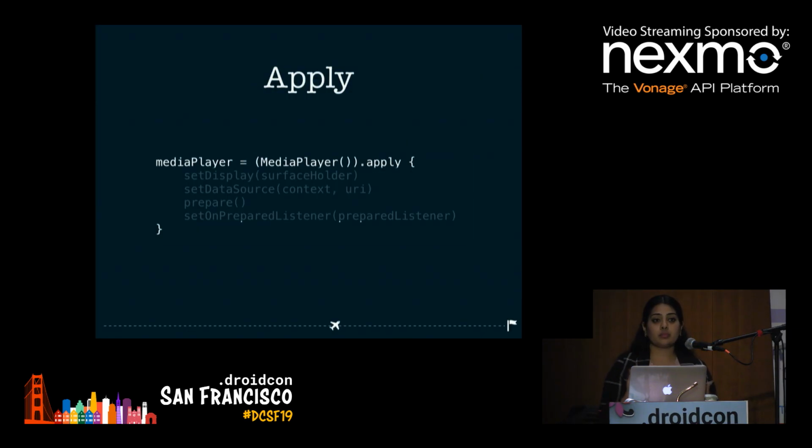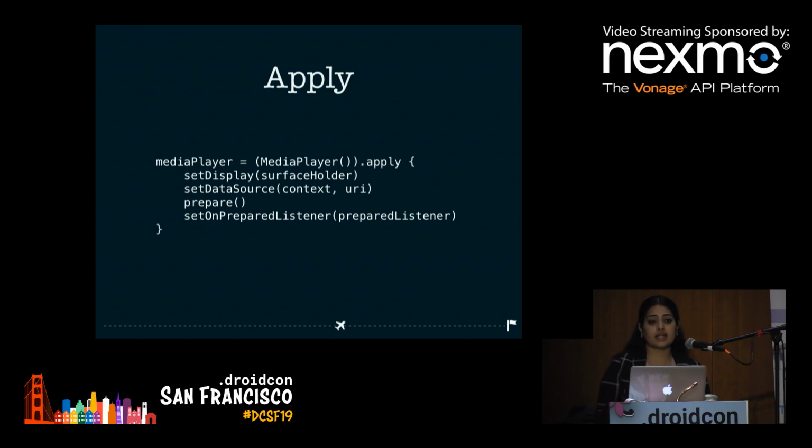You can consider using apply if you need to do a configuration of an object or if you have a mutable variable that you need to initialize, but it's immediately followed by a null check in order to set some methods on it. This would be a good place to use apply. Here, I have a media player object that I've initialized. And inside of the apply, I'm setting a data source, setting a listener on it, and so on.